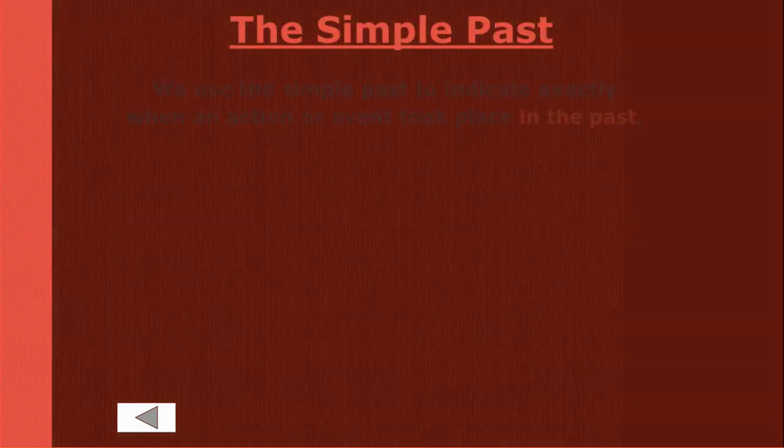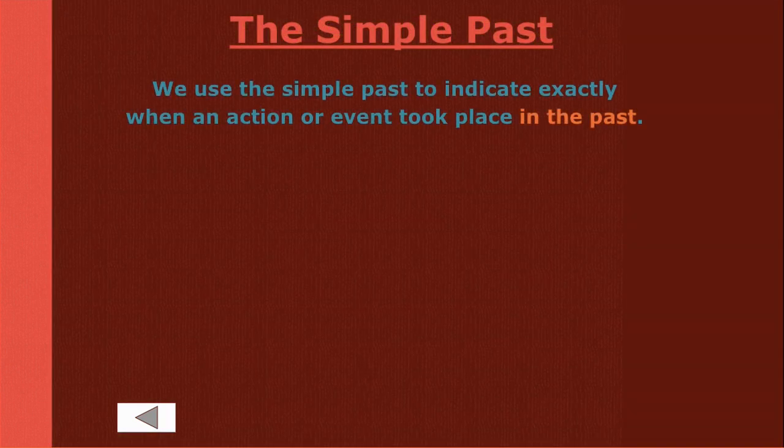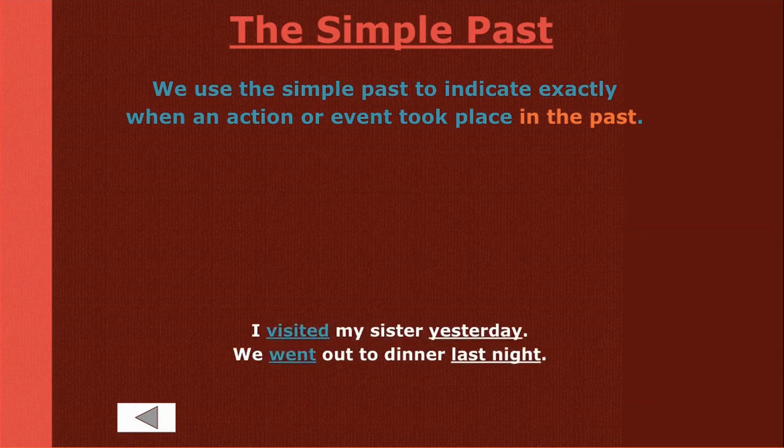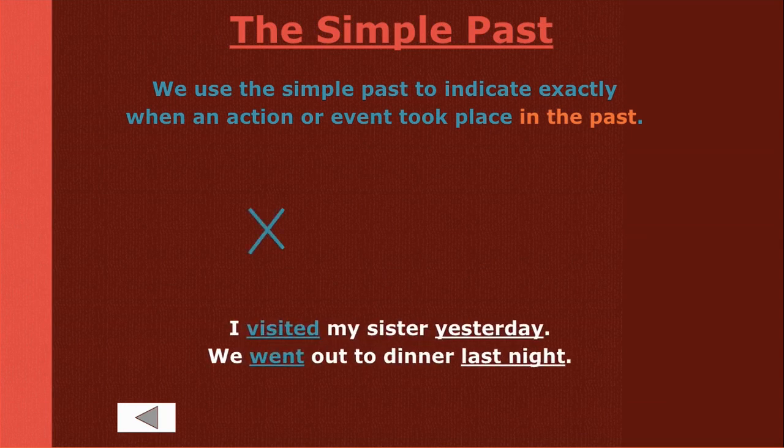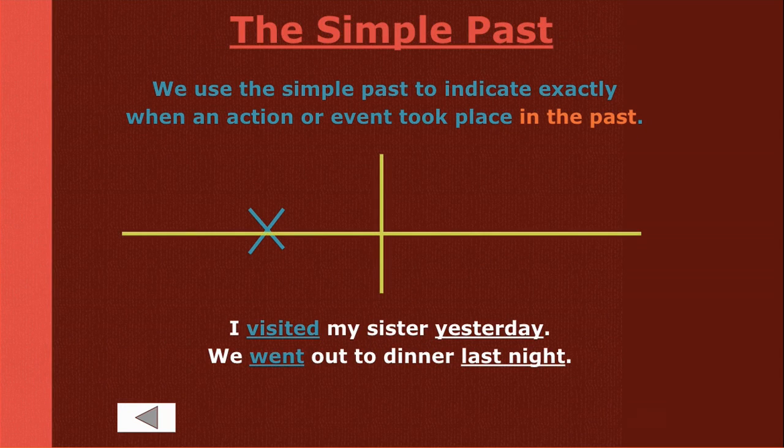The simple past. We use the simple past to indicate exactly when an action or event took place in the past. I visited my sister yesterday. We went out to dinner last night.